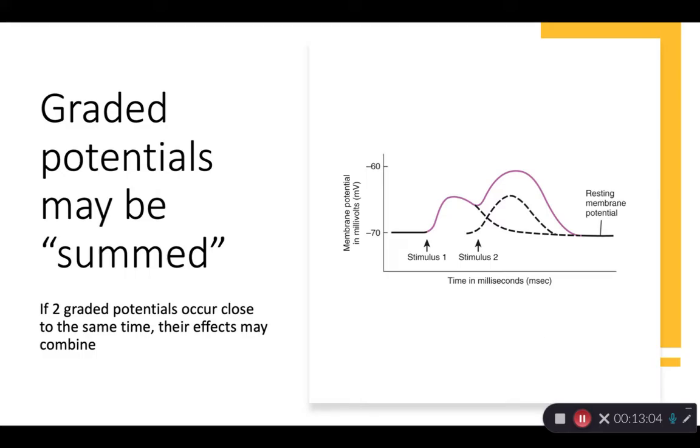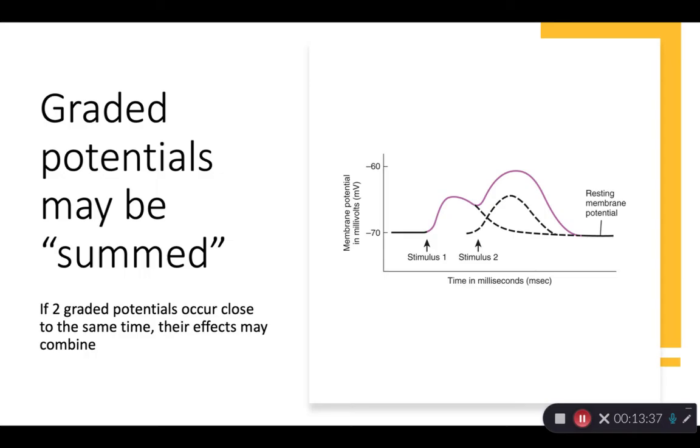Okay. Another thing about graded potentials that's important to understand is that if you have two graded potentials happening close to the same time, you can actually have their effects on membrane potential end up being what's called summed, or added together. What's shown in this graph here is two different graded potentials happening in the cell. There was one stimulus that caused some ion channels to open, and that caused a depolarization event. Then there was a second stimulus that caused some other ion channels to open, which also caused a depolarization.